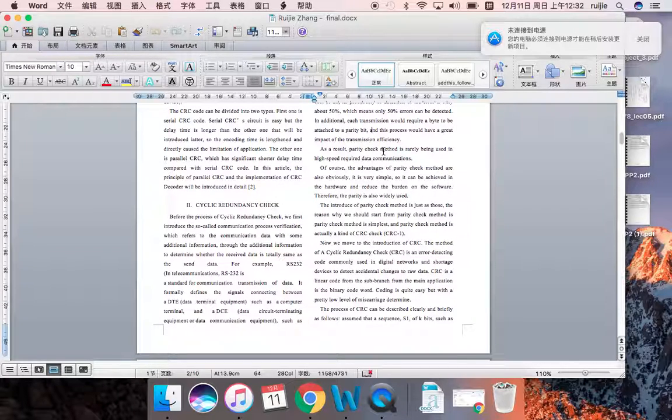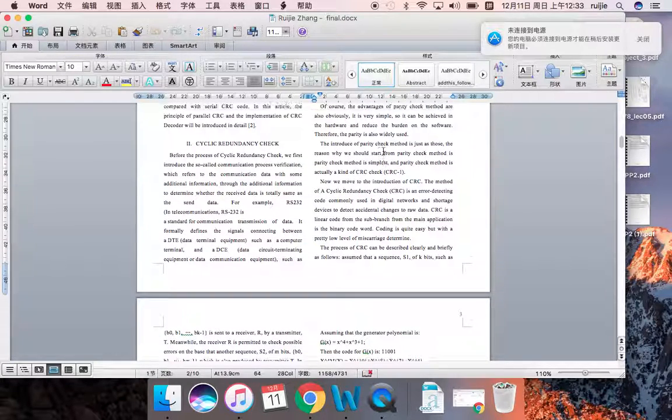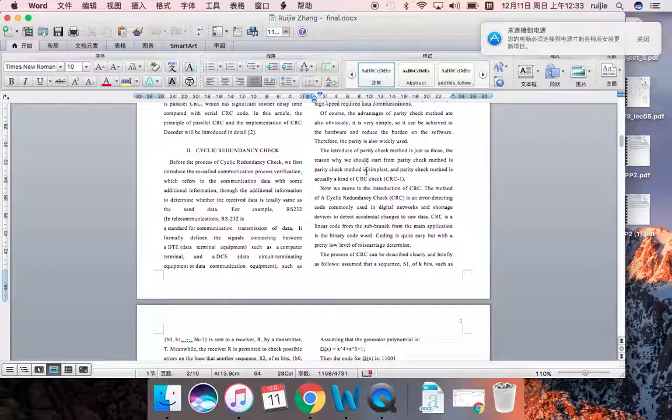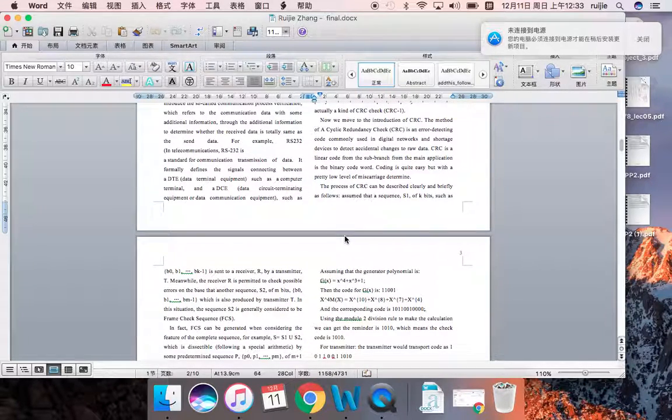Now we move to the introduction of CRC. CRC is a linear code from the sub-branch of the main application. It's a binary code word. Coding is quite easy. The process of CRC can be described clearly and briefly as follows.